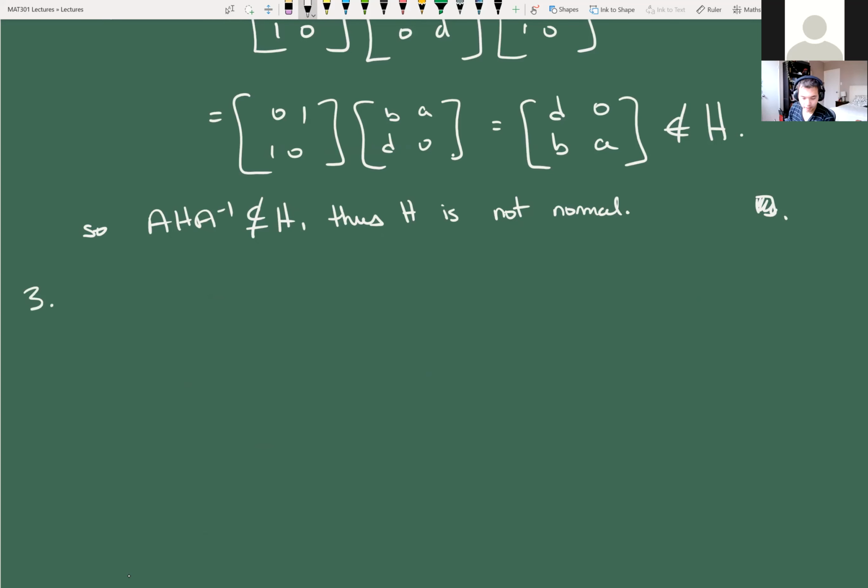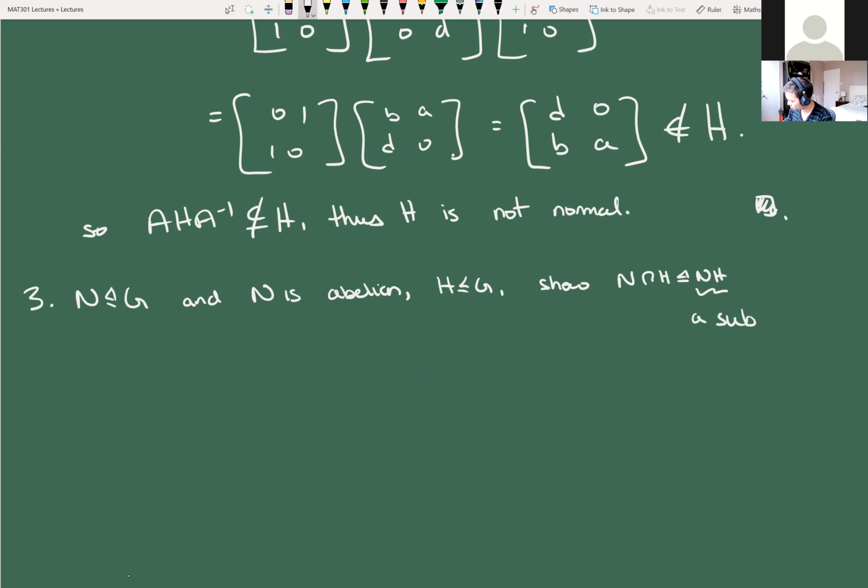So let's do question 3 here. Now, again, what do we know? We know N is abelian and normal. And H is just any other subgroup. We want to show N intersect H is normal in NH. And by stuff that we did last week, we know that NH is a subgroup, right? We proved that last week, or Monday, whenever we met last.